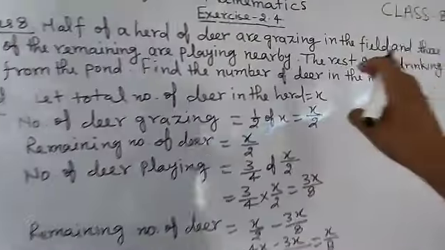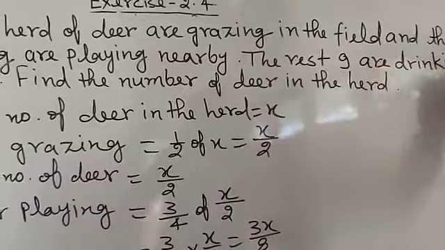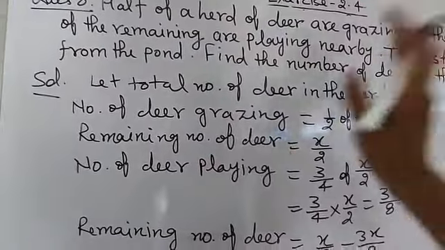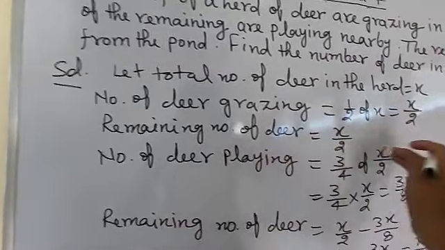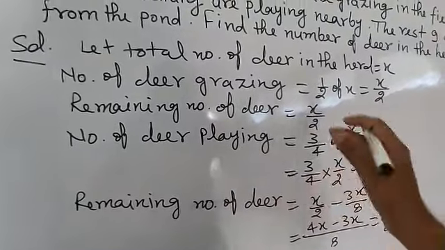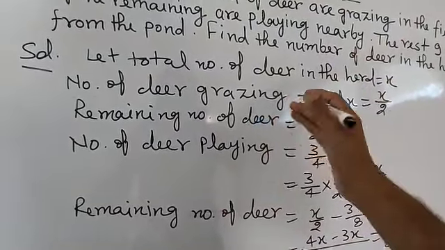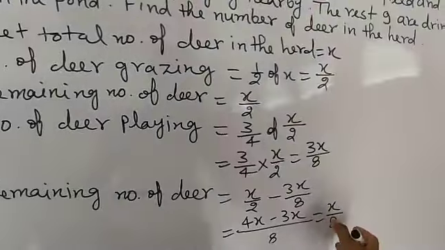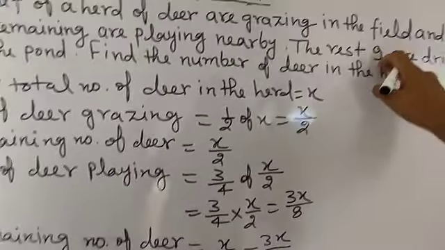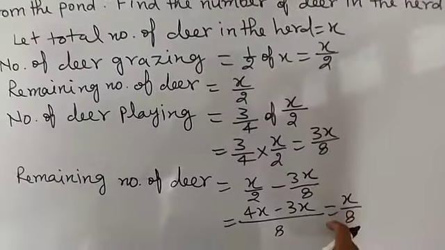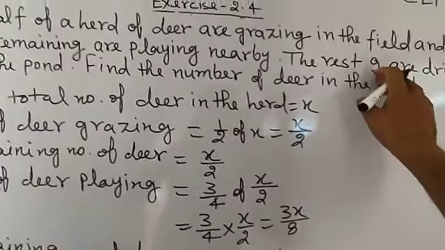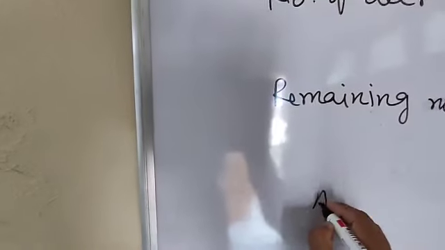Now it is given that the rest, 9, are drinking water from the pond. Some are grazing, x by 2, some are playing, 3x by 8. Then what is the remaining number of deer? Those neither playing nor grazing are x by 8, and it is given that the rest, 9, are drinking water. It means x by 8 are the rest of the deer, and that should be equal to 9 according to the question.